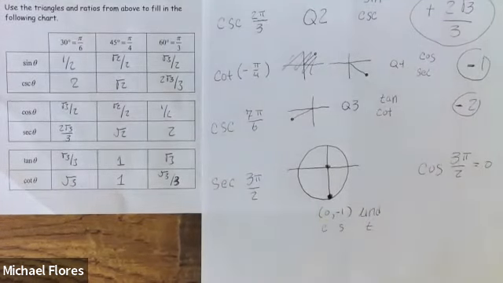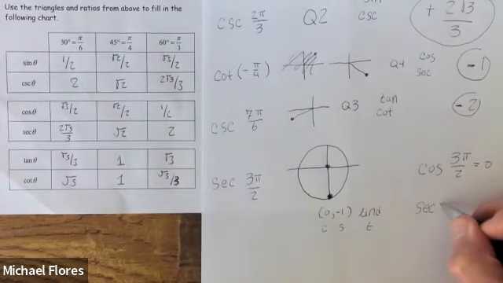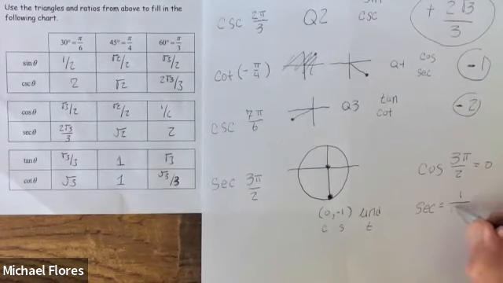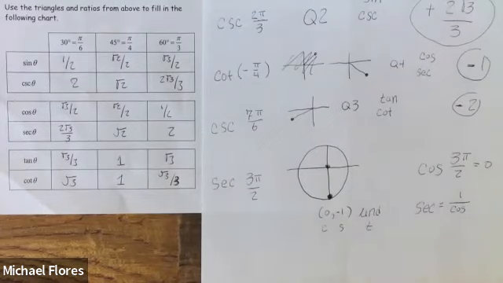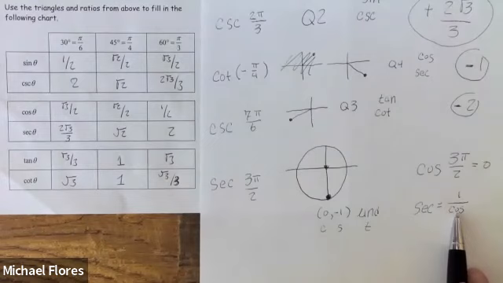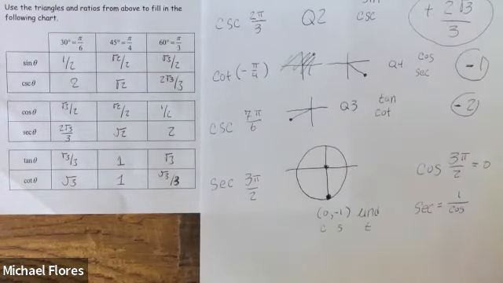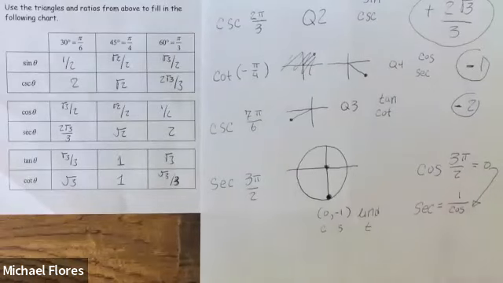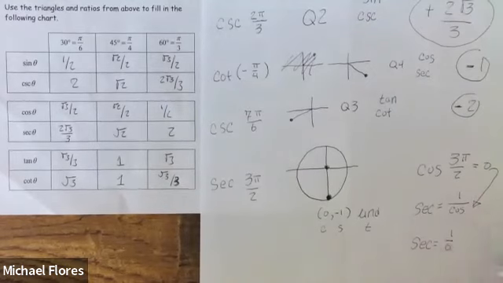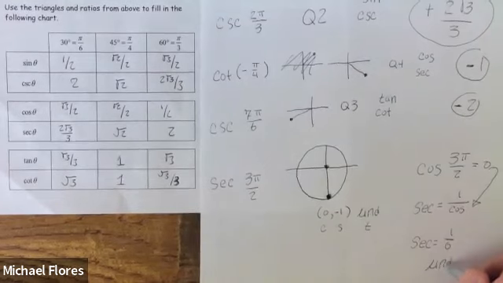Now remember in your notes where it said secant is equal to 1 over cosine? Well, in order to find our answer here, we need to plug in this answer here. So if cosine of 3 pi over 2 is 0, we could take that 0, substitute it for cosine. And what is 1 divided by 0? Undefined.